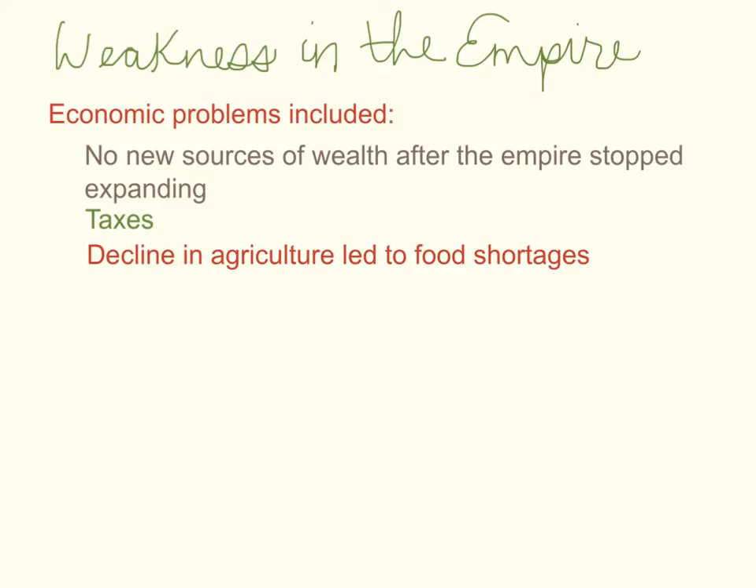We're going to start off by talking about the weaknesses of the Roman Empire and why they led to its downfall. There are four different areas we'll cover. The first one is economic problems.